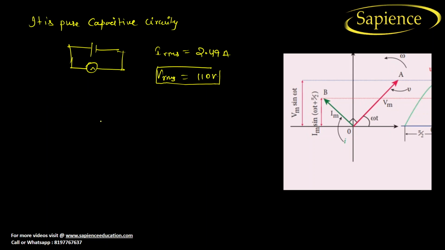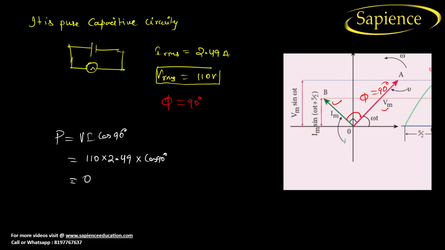Now net power absorbed will be how much? Again you need to understand what they have given you. This is the current, this is the voltage, and the angle between these two, that is the phase difference, is 90 degree. We need to find the power. So power is equal to VI cos 90 degree. So V means 110 into current 2.49 into cos 90 degree. This will basically become 0, so average power will be 0. I hope you have got this one.